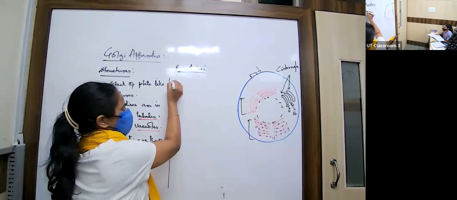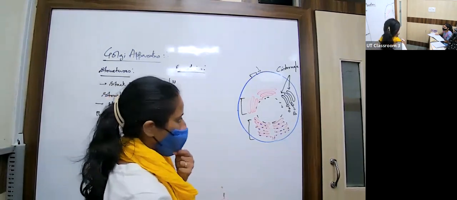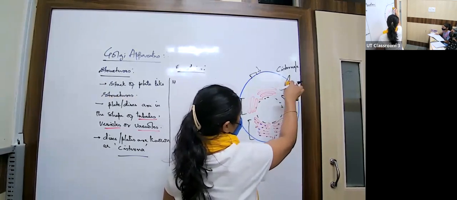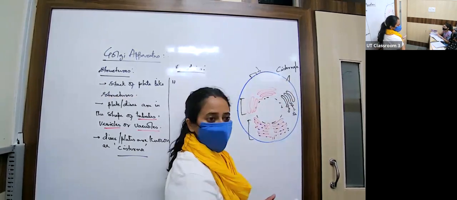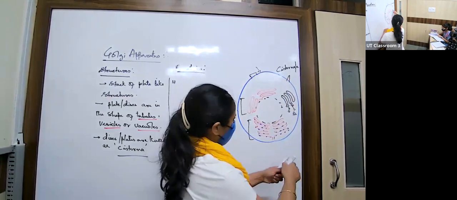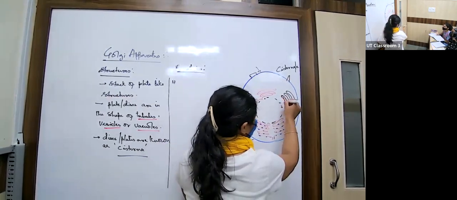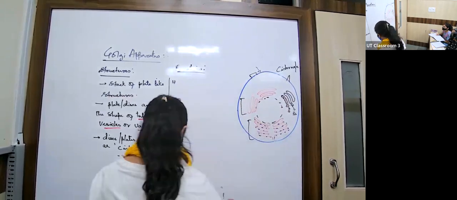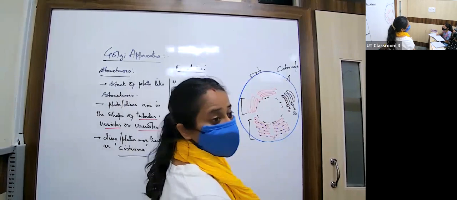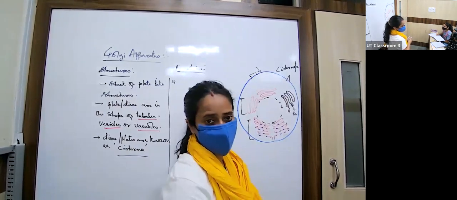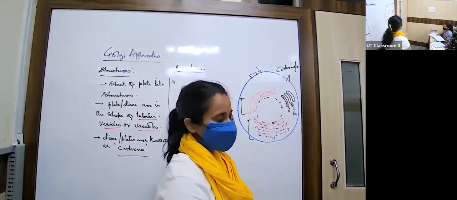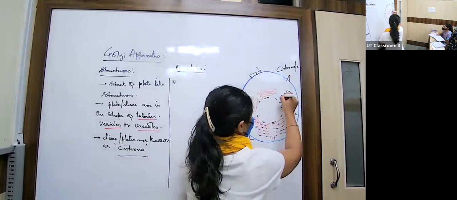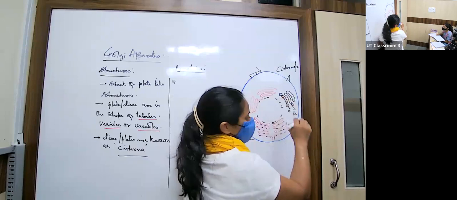Now, let us talk about the Golgi complex on this side. What are they producing? The Golgi complex is always producing certain chemical substances, and these chemical substances are known as enzymes, which are also proteins. So what will happen to these enzymes? These enzymes will be packed in this type of packets.